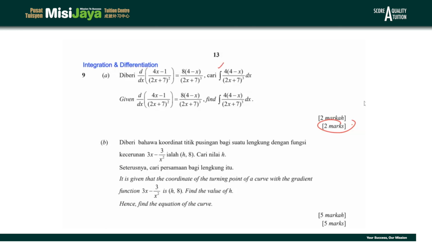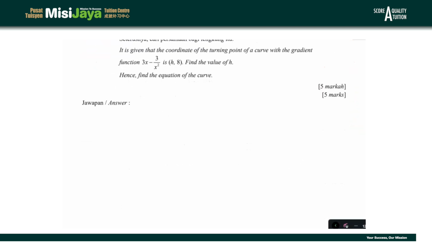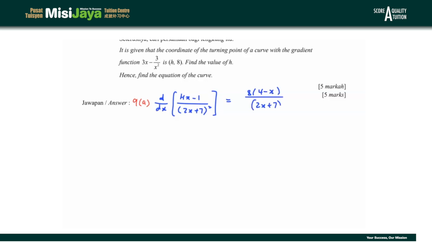So I'm going to do it at the bottom. So for 9a, the question is d dx of 4x minus 1 over 2x plus 7 whole thing power 2, a square, equals to 8 bracket 4 minus x over 2x plus 7 whole thing cube. So this is the question. So how am I going to get the integration?